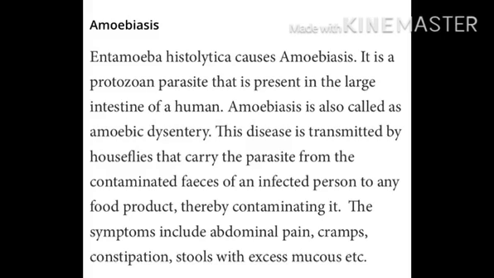Amoebiasis. It is caused by Entamoeba histolytica. It is a protozoan parasite that is present in the large intestine of humans. It is also known as amoebic dysentery. This disease is transmitted by houseflies that carry the parasite from the contaminated feces of an infected person to food products, thereby contaminating them. The symptoms include abdominal pain, cramps, constipation, stool with excess mucus, etc.